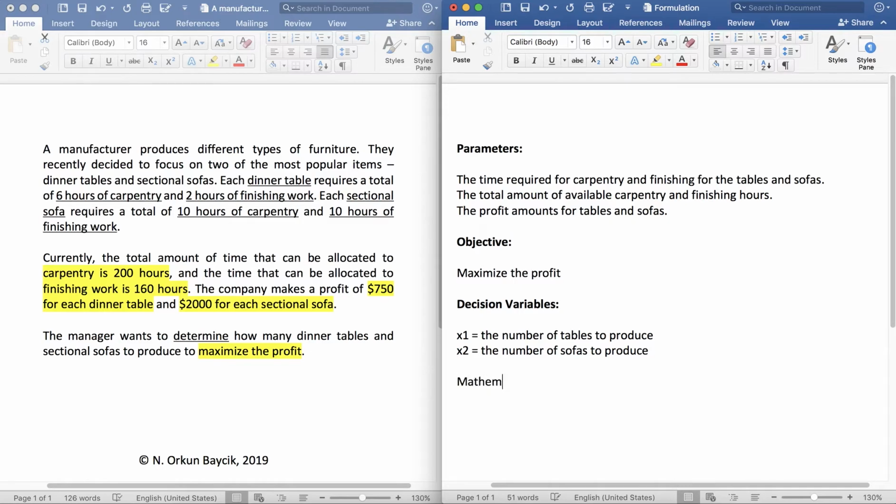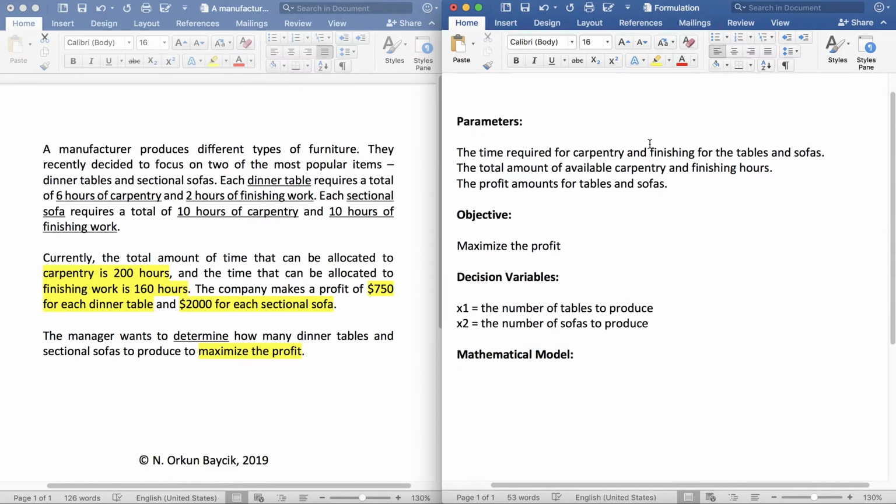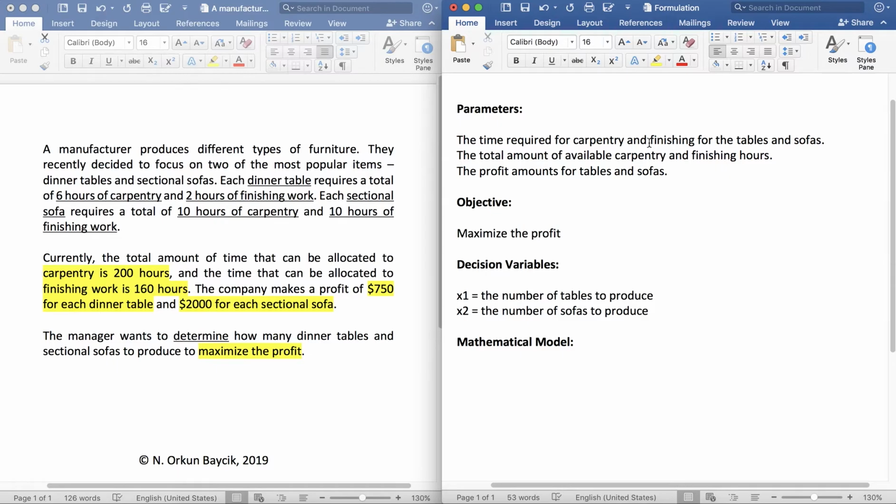So, mathematical model. A mathematical model starts by writing down your objective function. Okay, so I know what my objective is, but I need to write my objective function now. The objective is to maximize the profit. So let's write this down by using math. So x1 is the number of tables to produce.